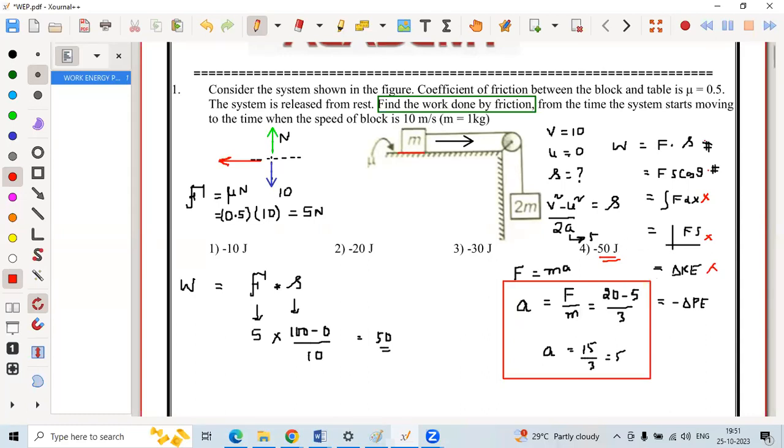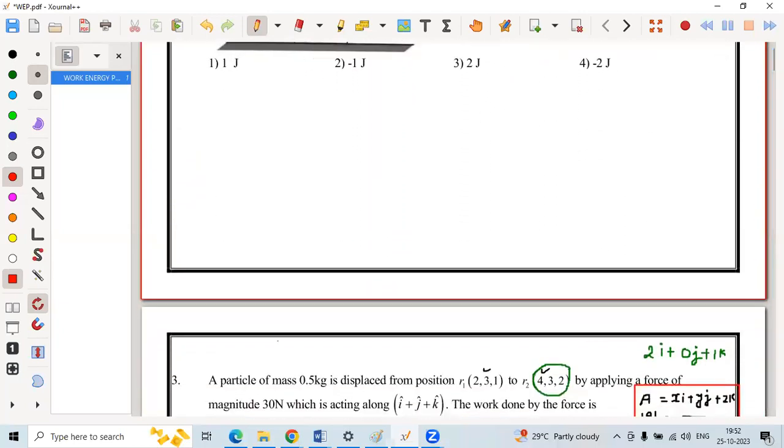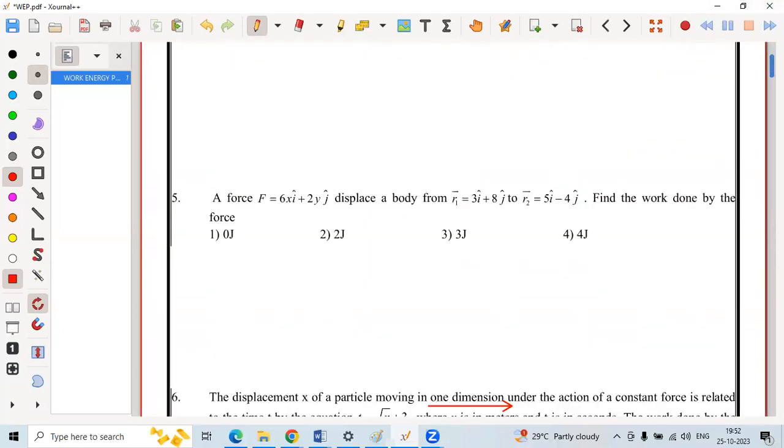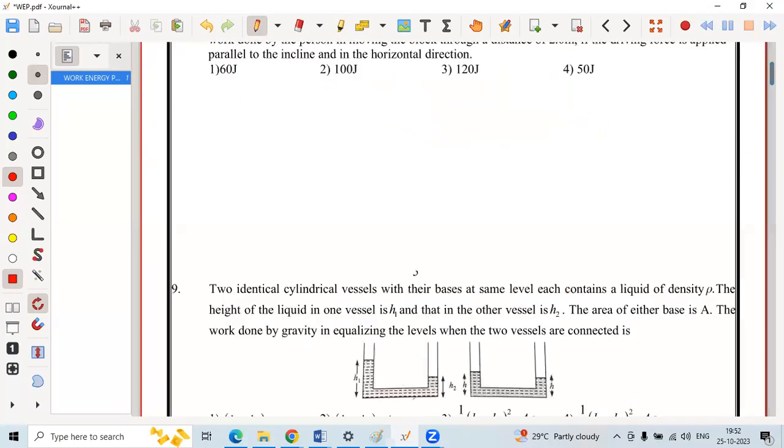Okay. Now, is it clear? Yes, sir. Very good. So please prepare at this level for competitive exam.